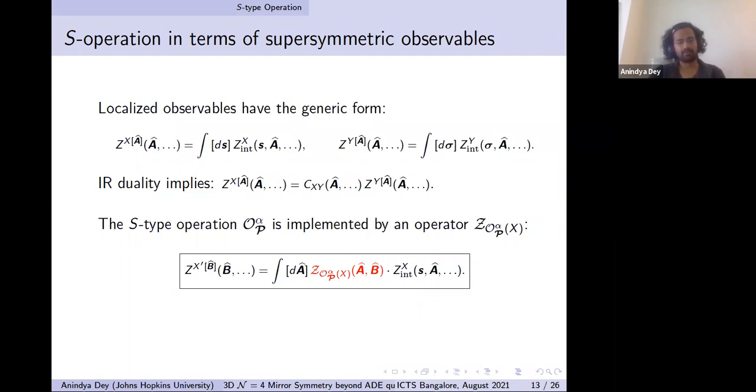So this is the partition function for the theory X prime B hat. And this Z_OP could be constructed by knowing how this OP is constituted of the gauging, flavoring, and identification operation. So once you know that, you know exactly what operator should go in there. So it's a very well-defined operation.